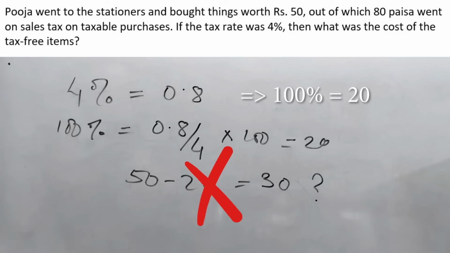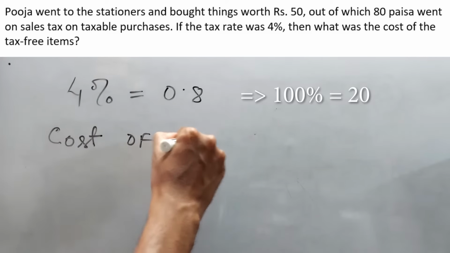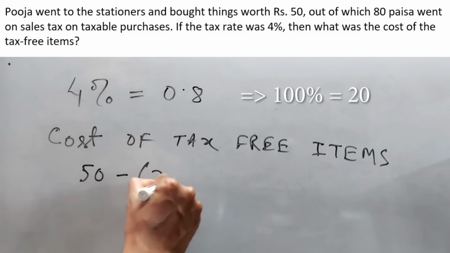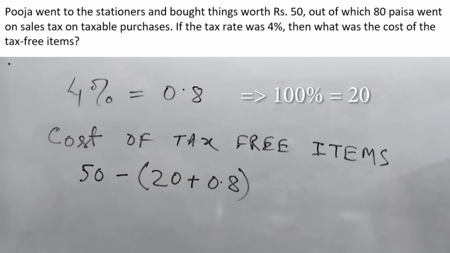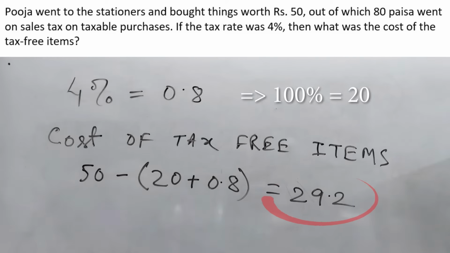No, not at all. Well, that was a joke. Cost of tax-free items is 50 minus 20 plus 0.8, right? That is 29.2. See, we are making things a little faster because we have to cover so many things in one video, right? You can understand.